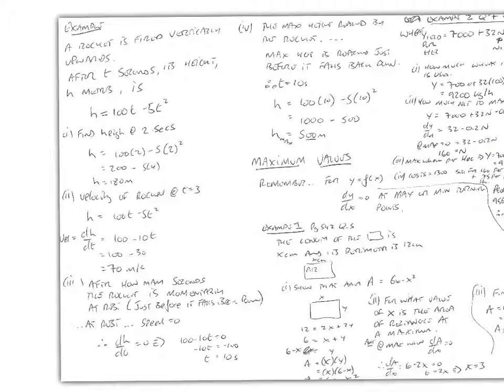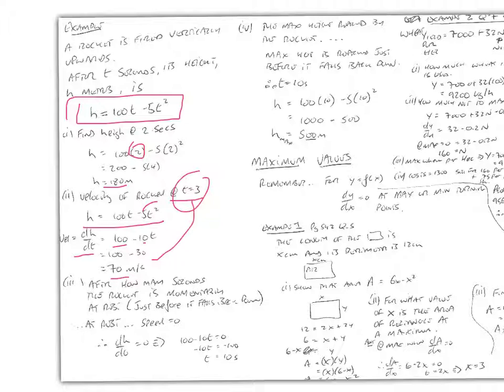Rocket example. A rocket is fired vertically upwards. After t seconds, its height, h meters, is given by h equals 100t minus 5t squared. Find the height after 2 seconds. Just plug in t equals 2, it's 180 meters. Find the velocity of the rocket after t equals 3. Well, if h is that, velocity is dh dt, which is 100 minus 2 5s are 10t. After 3 seconds, plug in t is 3, it's 70 meters per second.